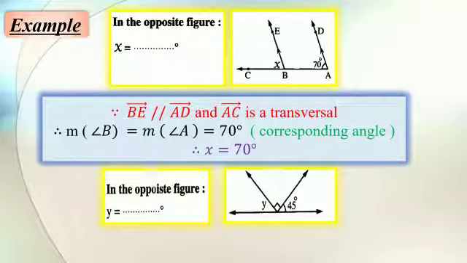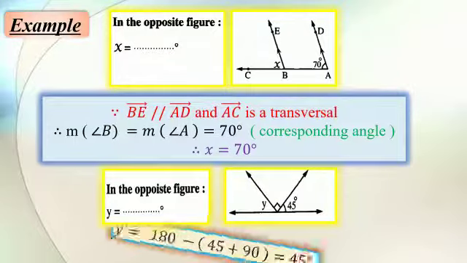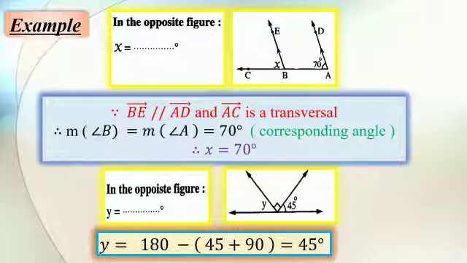Another one here, in the opposite figure, find angle Y. Okay, this is a straight line, so angle Y equals 180 minus (45 plus 90), which equals 45. It's an easy question, okay?